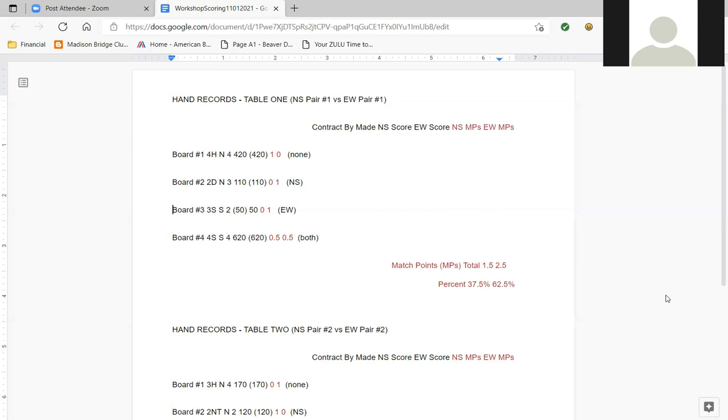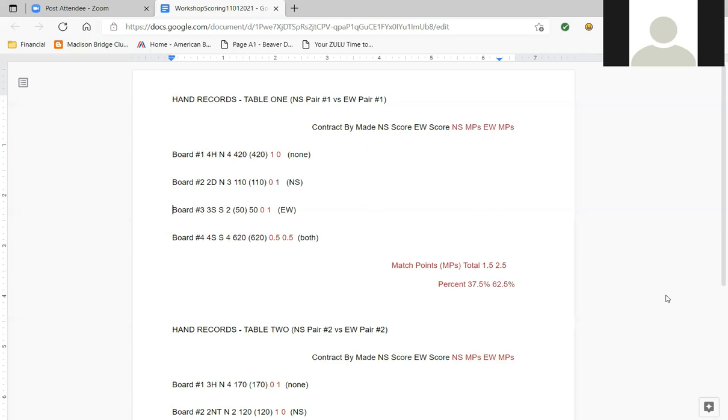And I guess one of the first things I should say is don't confuse match points with master points, right? Which also has an MP. Master points are an award you can get from playing in a duplicate bridge game that you have done well in. It is based on the match points you've won, but it is different, okay? So the MPs we're talking about here are not master points, they're match points.